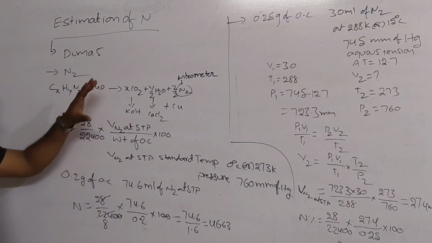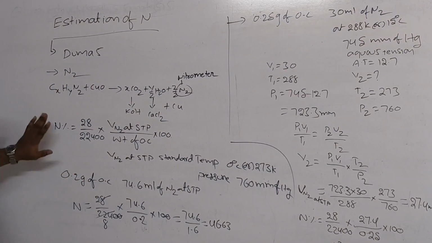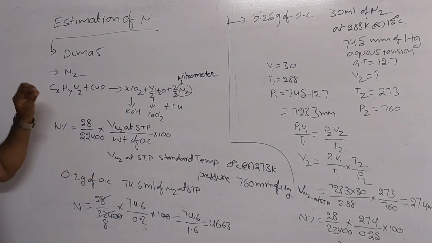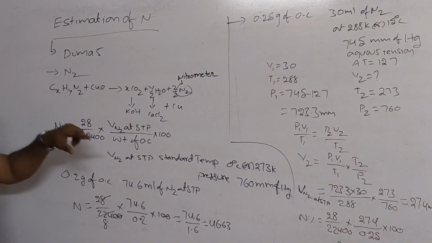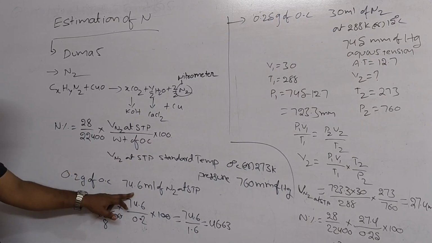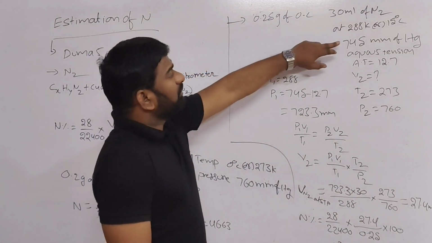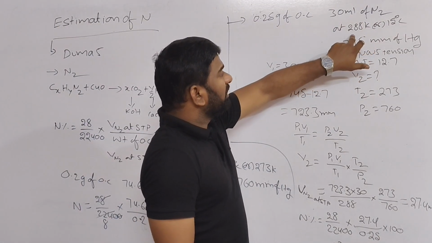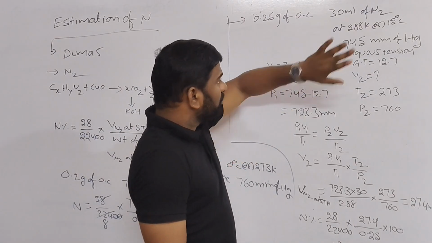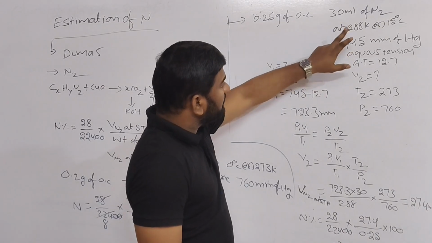If it is collected at STP conditions, you can directly substitute in the formula. Otherwise, if it is given at different conditions, you have to convert that volume to the STP volume, and later substitute in the formula. Here they gave the STP volume directly, so directly substituted. But here they gave other conditions, 288 K and 745 mm of Hg. At these conditions they gave the volume of N2, so we have to convert this volume to the STP volume.